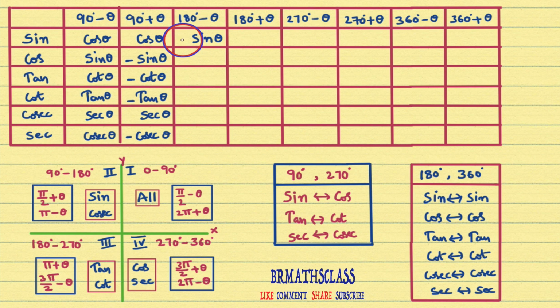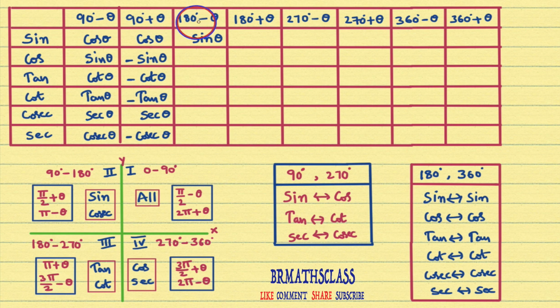After writing sine theta, you need to check for this sign. This is plus sign or minus sign. 180 degrees means pi. Pi minus theta, which quadrant? Second quadrant. In second quadrant, look this side. Don't look here. Look here. In second quadrant, sine is what? In second quadrant, sine is positive. So sine pi minus theta is sine theta only. I hope you are understanding.